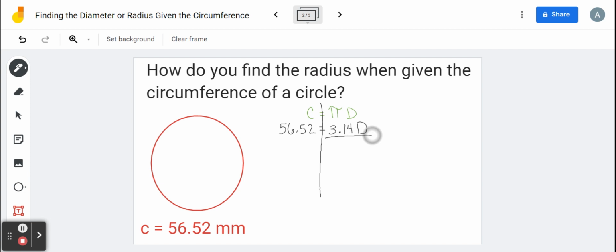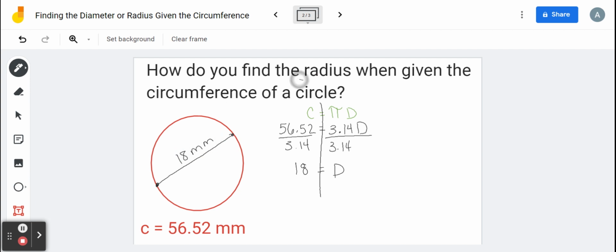The inverse of multiplication is division. So we're going to divide both sides by pi, or 3.14. So now this is going to give me the diameter is 56.52 divided by pi, which is going to give me 18. So now I know that from one end of the circle to the other is going to be 18 millimeters.